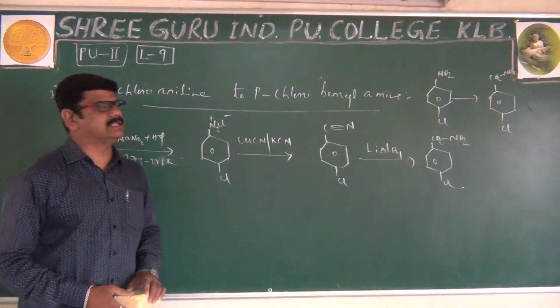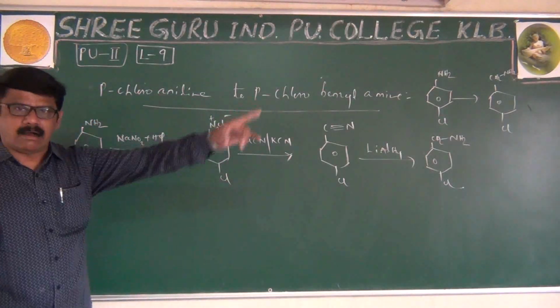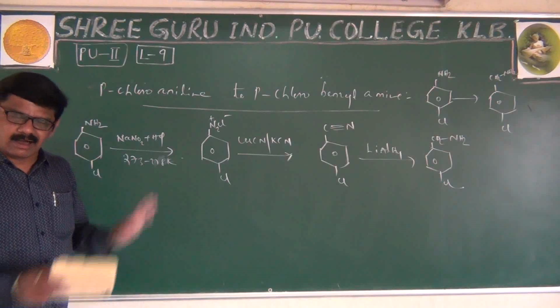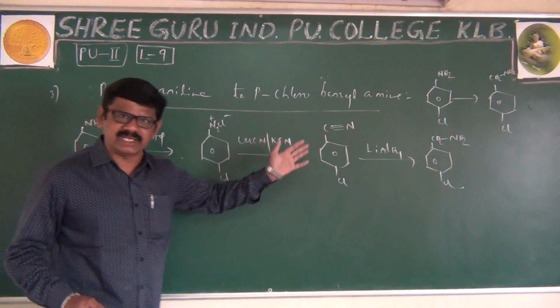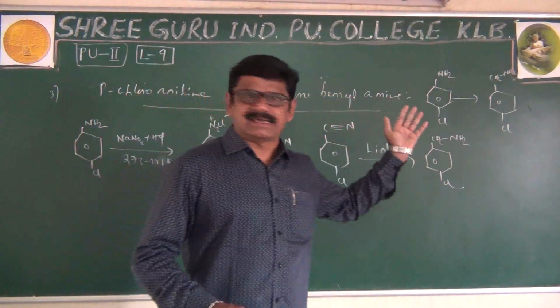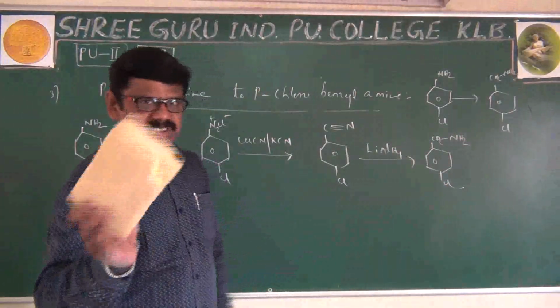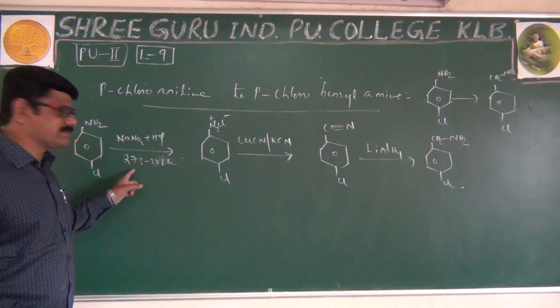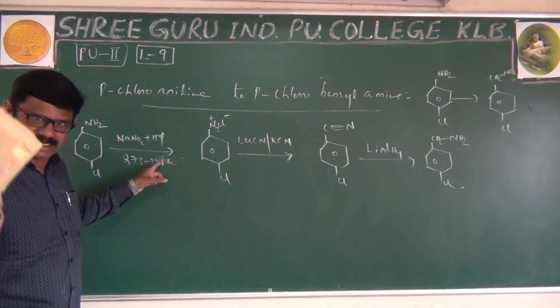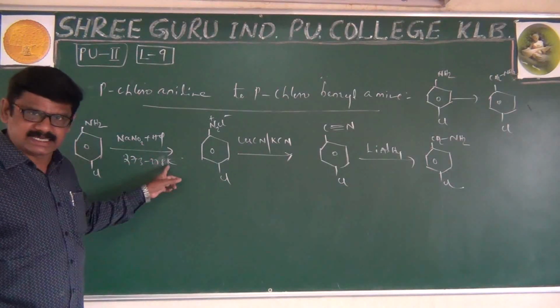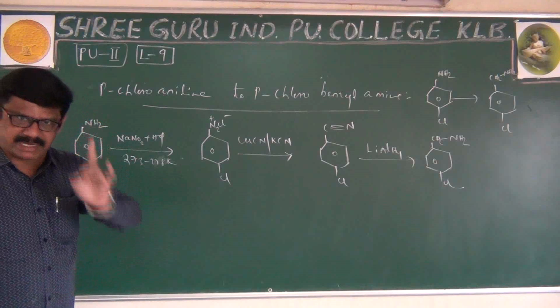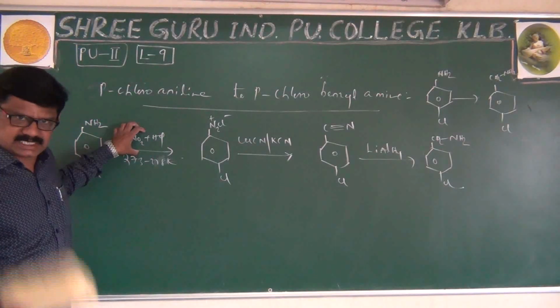These are the steps involved in this conversion. All the reactions are familiar to you. There is no new reaction in this conversion process. Always remember, in the diazotization process, temperature should be 273 to 278 kelvins only. 0 to 5 degrees centigrade temperature you have to maintain for diazotization, remember.